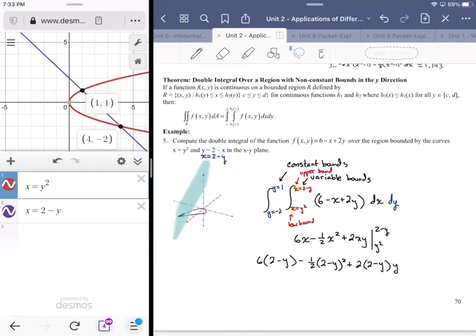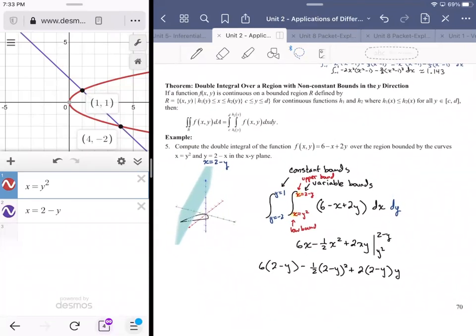Now just be careful about the instructions, because in this one it says compute the double integral, but some of them I just ask you to write the double integral. So that's something to be mindful of. You don't always have to compute it. Sometimes you just have to write it. If it's a case where you just have to write it, you would stop at this step here. You would just write the double integral and be done with it.